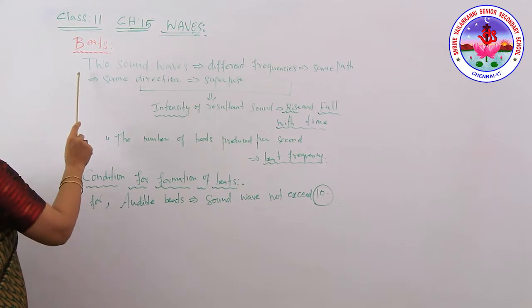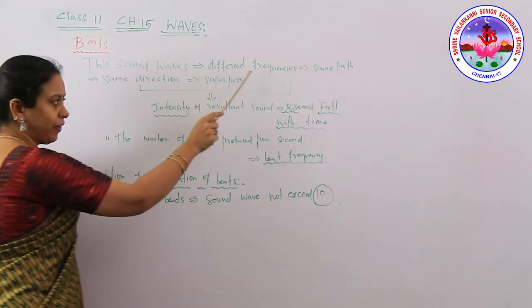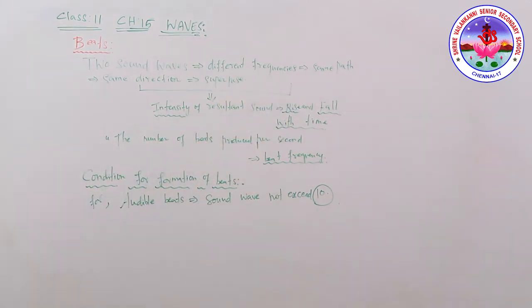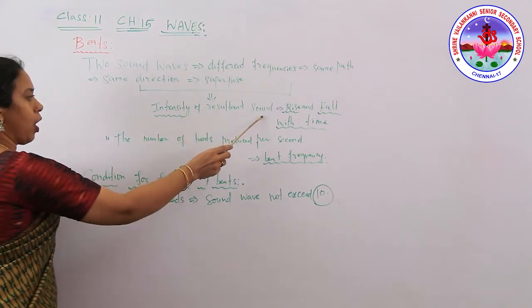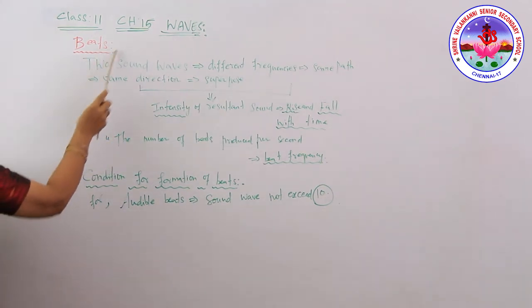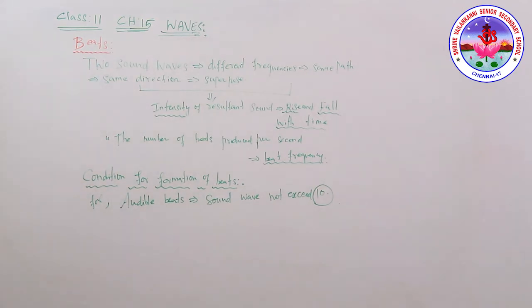Beats. When two sound waves of different frequencies travel in the same direction along the same path in the medium and superpose upon each other, the intensity of the resultant sound rises and falls alternately with time. These periodic variations in the intensity of sound, caused by the superposition of two waves of slightly different frequencies, are what we call beats, right?